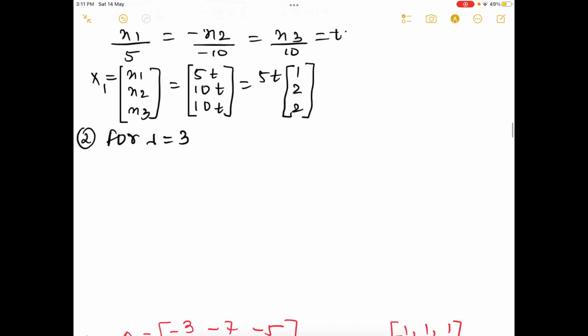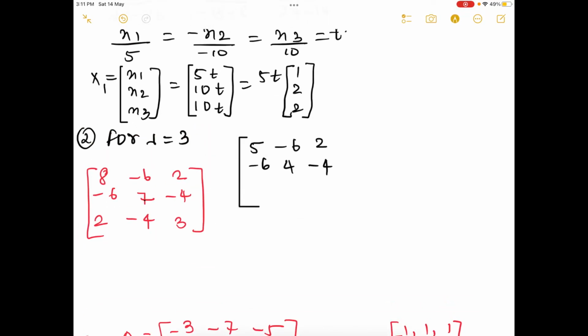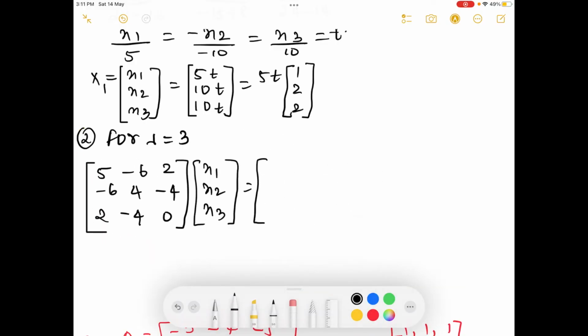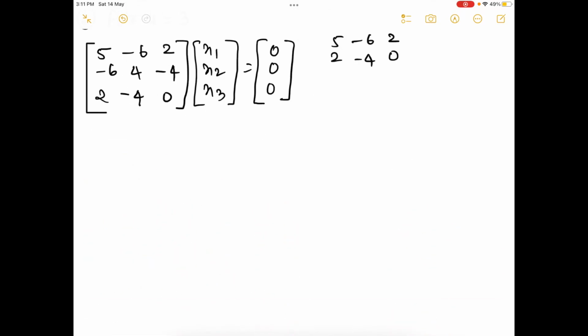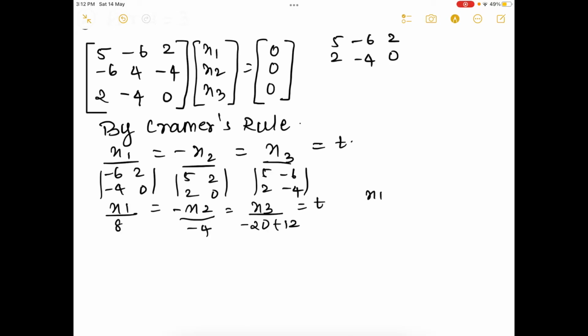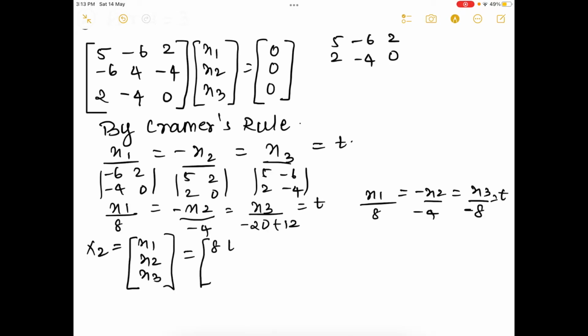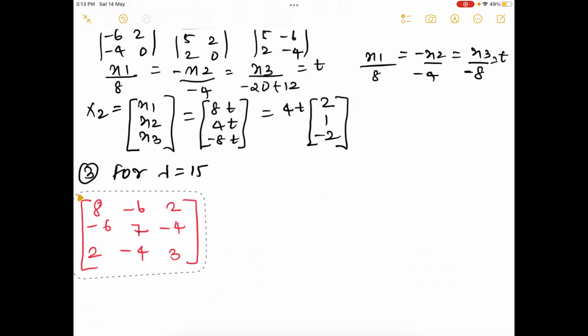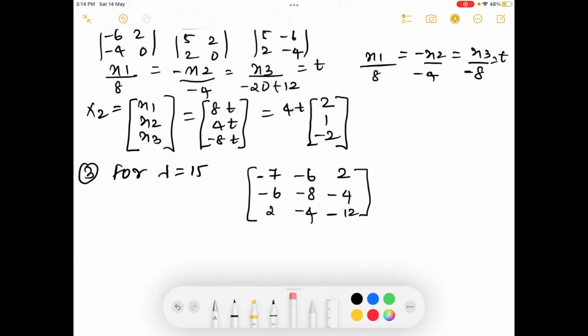So I don't know what happened, but I was somehow not recording my audio. Anyway, we have done the same thing for lambda equals 3 and for lambda equals 15 as well. We have followed the same rule. We've used Cramer's rule. Here I have used the first and the third row because they were looking quite easy to solve, and for lambda equals 15 I have used the second and the third row for easy calculation.